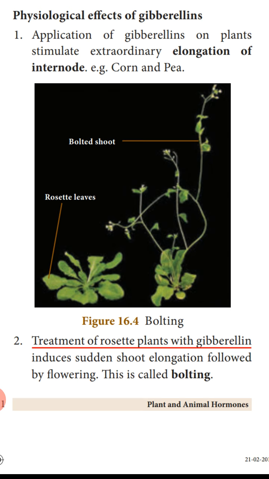So here, when the plant is not elongated, the height of the plant is not increasing, all the leaves grow very close to each other. This type of short height plants are called rosette plants. Okay, so when these rosette plants are treated with gibberellins, the shoot of these plants shows extraordinary elongation. The shoot starts growing normally, and the leaves will also spread out.